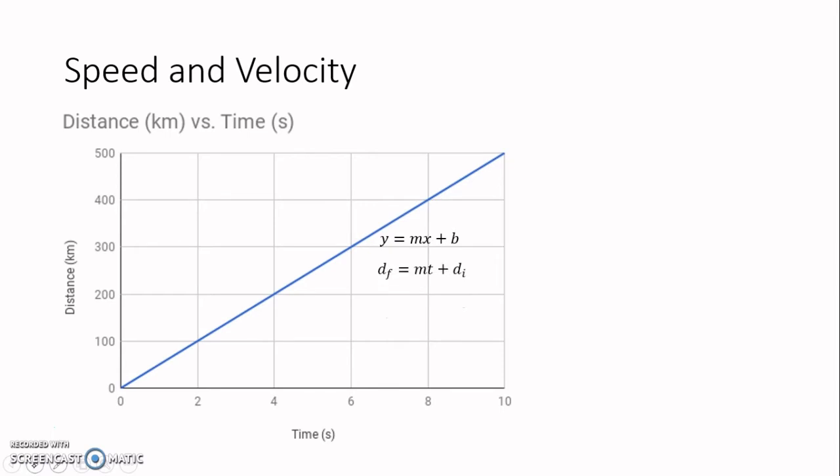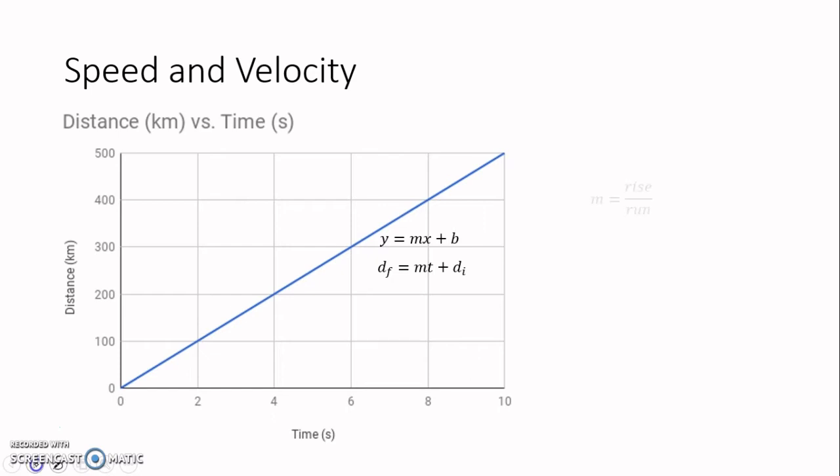Y becomes final distance, and your b, your y-intercept, will be your initial distance. In other words, your position at time 0. So our equation now becomes final distance is equal to mt plus initial distance. The trick here now is to find out what is the slope.